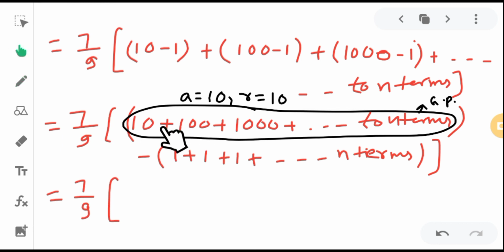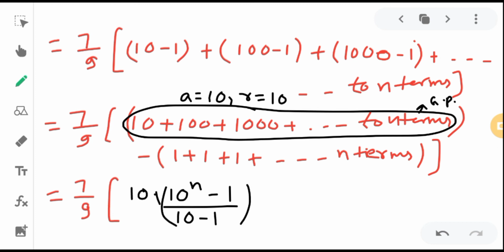Okay. So in this GP, first term is A and common ratio is R, and number of terms is n. So according to the formula, I can write A, which means 10, into R to the power n. Obviously R is greater than 1, so I will apply R to the power n, which means 10 to the power n, minus 1, divided by R minus 1. So R is 10, so this will be the formula. This is multiplication. Correct? Okay. So this sum of n terms of the first GP I wrote using the formula.